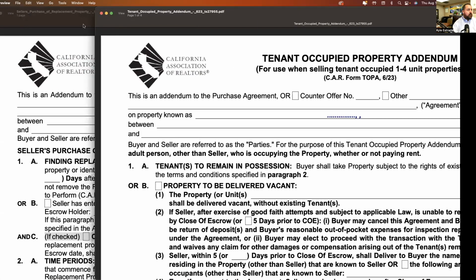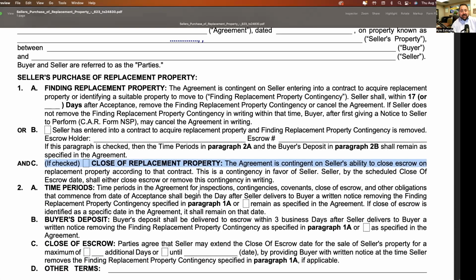So seller's purchase of replacement property, 1A is defaulted. You only check off B if you've already entered in. So B and C would be only the close. No. If I sell my house and I've already entered into a contract to buy my replacement property, then I would do B and C. If I've only put my property on the market and now I'm writing an offer, then I would leave it as A and only check off C. Okay. And then Patricia did write in the comments, is 17 days enough in this time? Probably not. I would say you're looking more at like 21 days or 30 days. So, keep that in mind. Thank you.